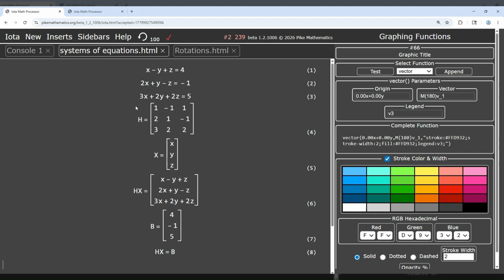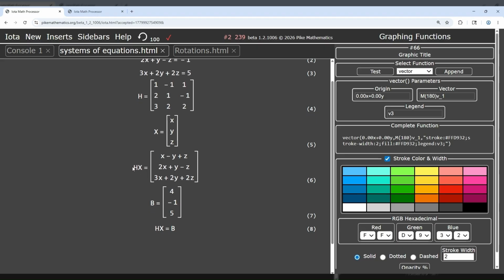The first thing you do is create a matrix that is comprised of the coefficients of the equations. So I've done that here with H, and then I want to create a second matrix, basically a column vector. I'm calling that capital X, and it is comprised of the variables x, y, and z. And this is what we're really trying to figure out. What are the values for x, y, and z that make these equations true?